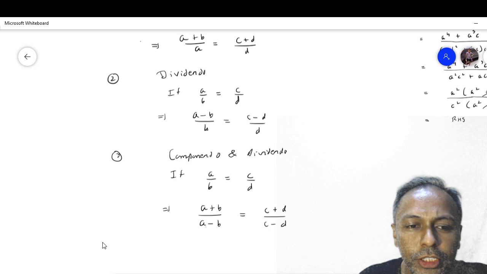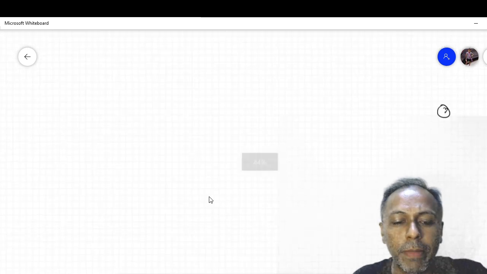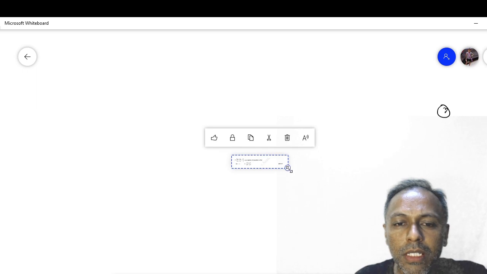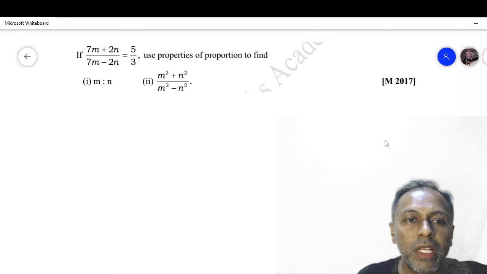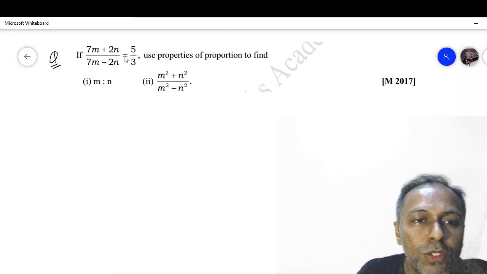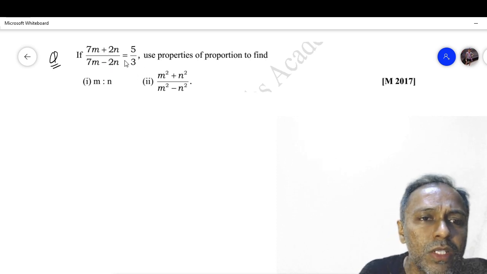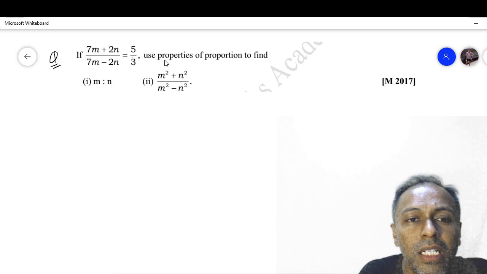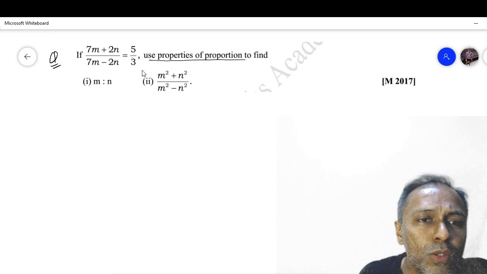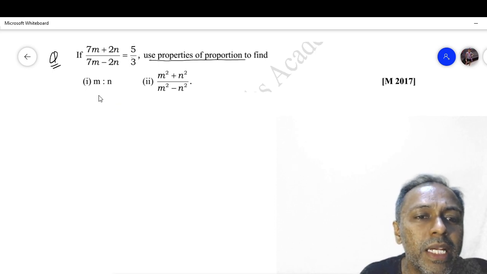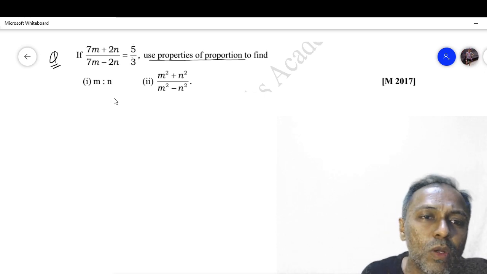Let us take a board question to get a better idea. Say we have a question like this. If (7m plus 2n) upon (7m minus 2n), now the terms are looking very similar, right? They are just differing in the sign, is equal to 5 upon 3. So you can imagine this numerator is A, this is B, this 5 is C, and this 3 is D. And then they are strictly saying that you use the properties of proportion to get m is to n. So students who will think that I will just cross multiply and get m is to n, that will lead to loss of marks, as they have stated use properties.